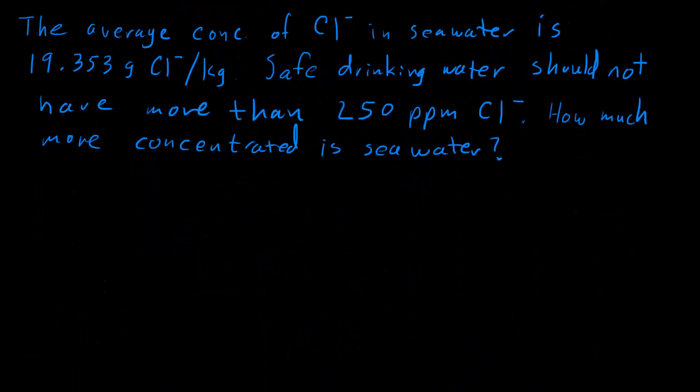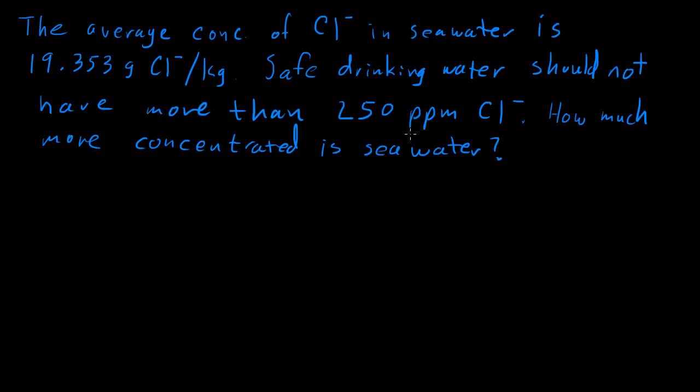Okay, so here's a problem. This comes from your textbook, so we'll work through this. It says the average concentration of chloride in seawater is 19.353 grams of chloride per kilogram of seawater. So the World Health Organization says that safe drinking water should not have more than 250 parts per million chloride.